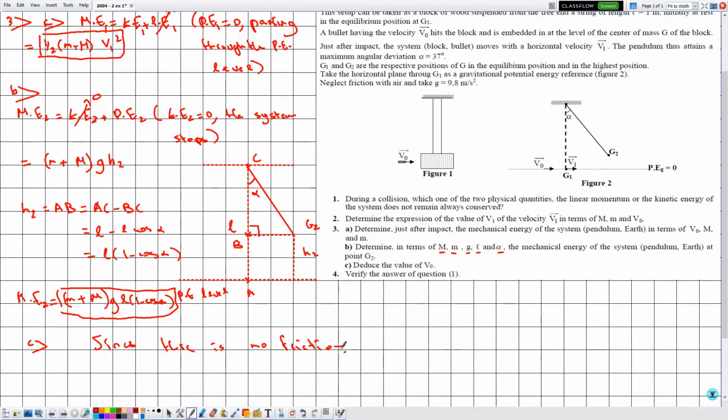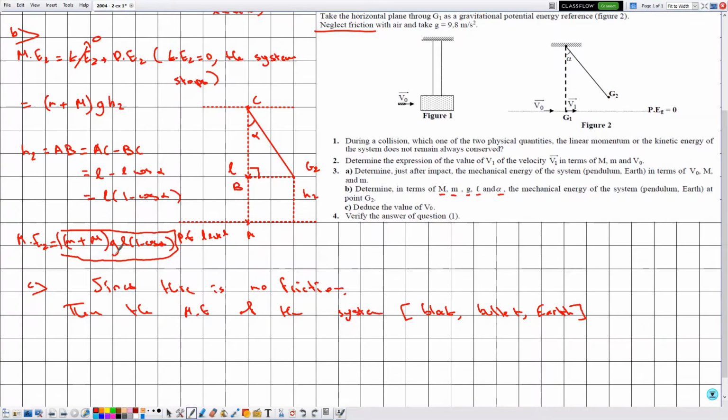and this is being mentioned in the text, then the mechanical energy of the system, and this system consists of, for sure, the block, the bullet, and we don't forget the earth, because it's the one which is causing gravity.